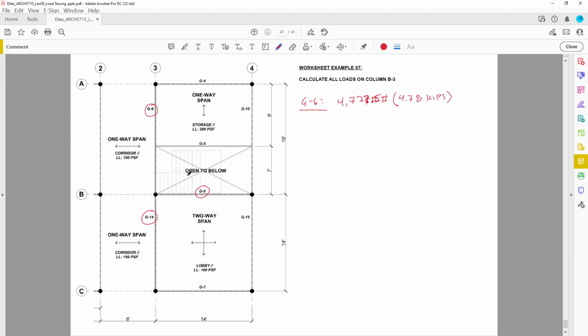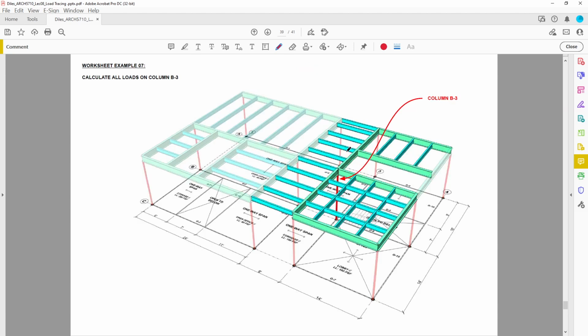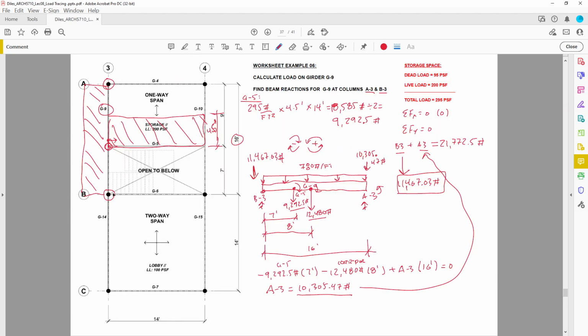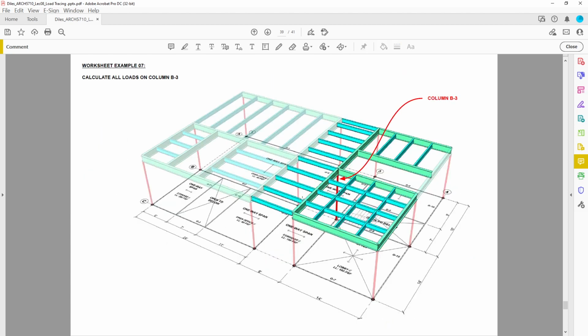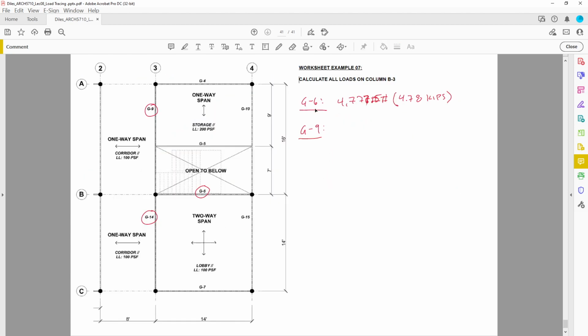All right, now we're concerned also with G9. And G9 we just figured out in the last example, right? It was all of this stuff at B3. So the beam reaction of G9 was loading 11,467.03 pounds. So let's just round that up to 11.47 kips.